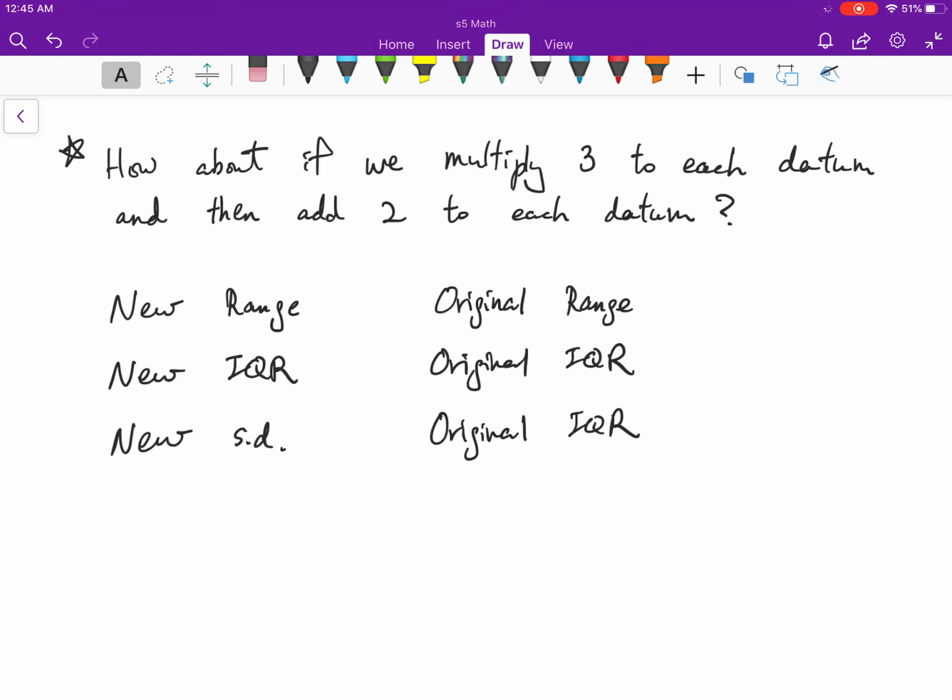So let's go to the last question. How about if we do both at the same time? Like if we multiply 3 to each datum and then add 2 to each datum. So let's use the skill we just learned. Here we get 2 operations: first, multiply by 3 and add 2. If we multiply by 3, then the range, IQR and SD will be multiplied by 3, right?